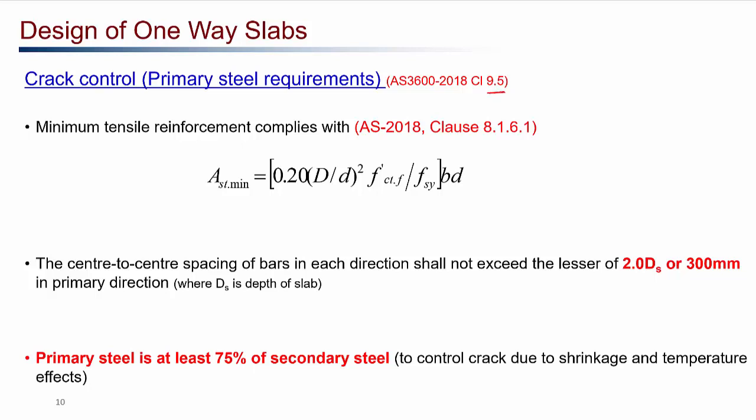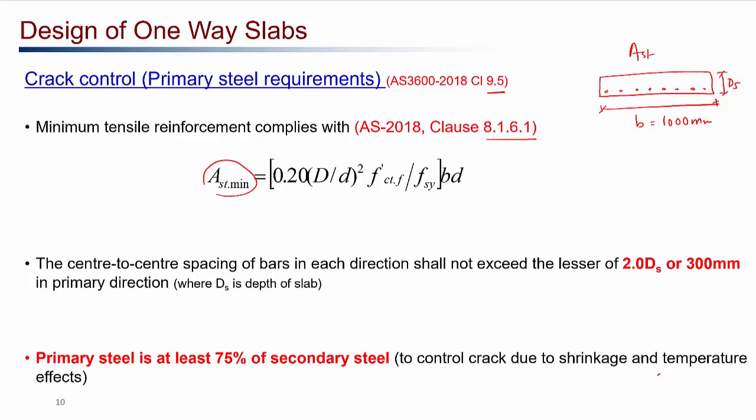The first one is that, as we discussed earlier, whatever reinforcement area we are providing, AST, has to be greater than the minimum reinforcement as given in clause 8.1.6.1. So the area of reinforcement that we are providing over the slab in the primary direction, as we discussed earlier, we are designing for a slab of width 1000 millimeter. So this reinforcement that we calculate, AST, should be greater than AST min provided by this equation.